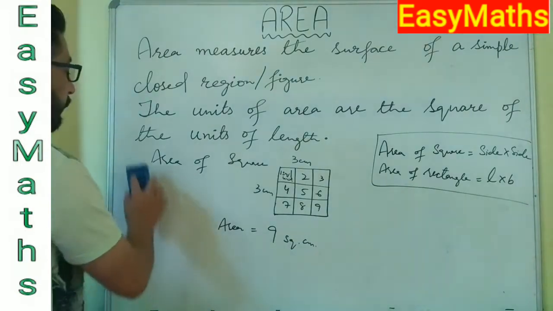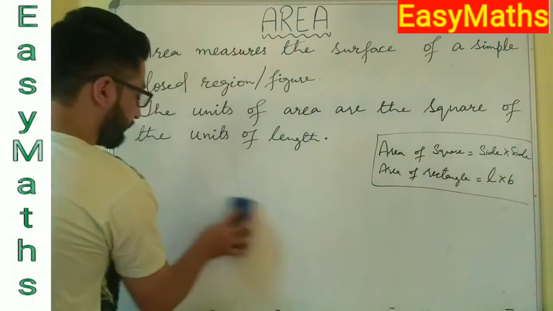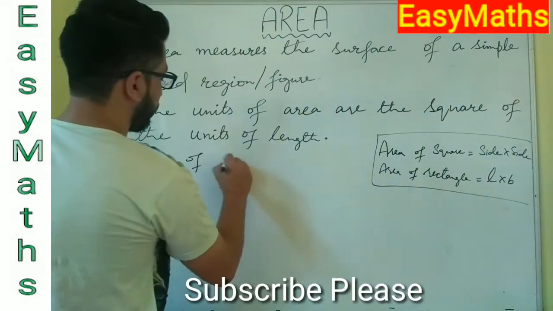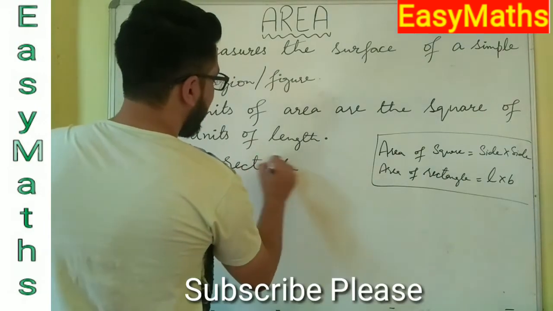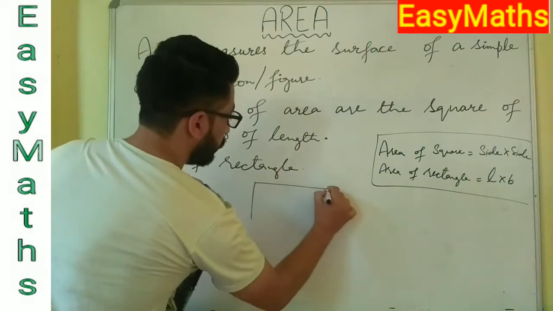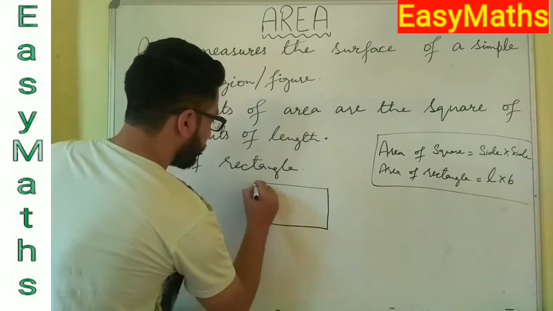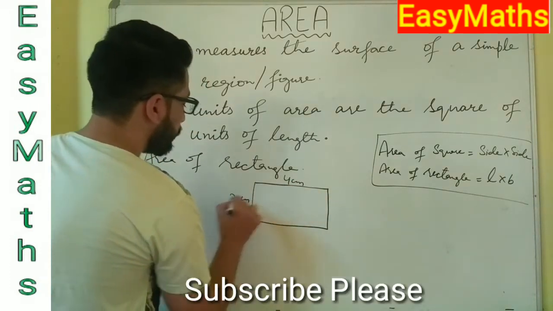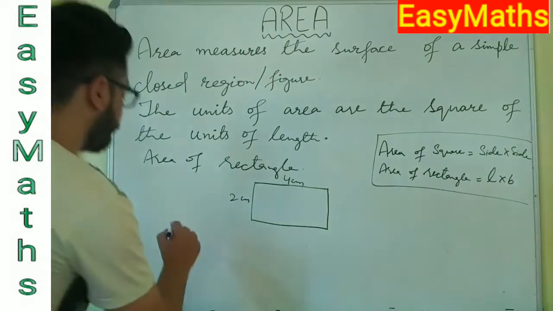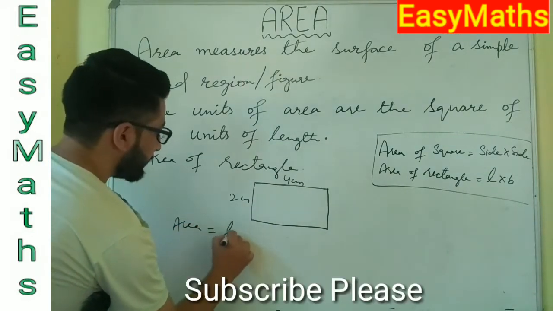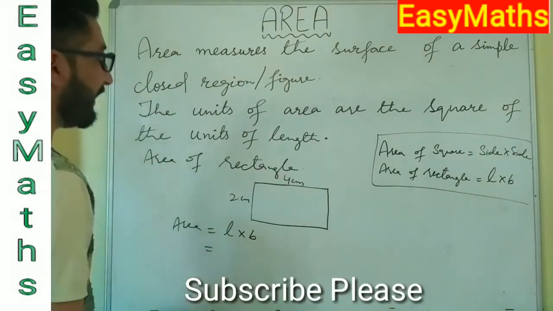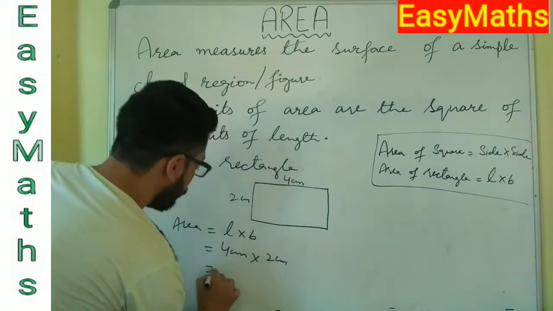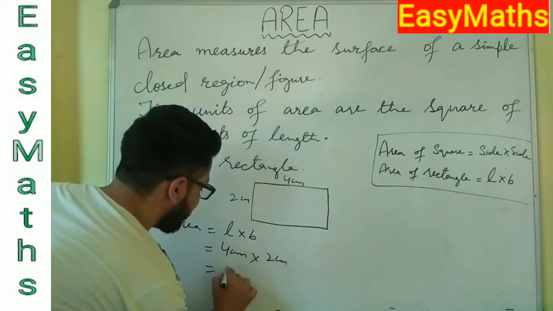Now students, moving forward, how do we find the area of a rectangle? This is the second question for us, that is area of a rectangle. I am drawing a rectangle here. Suppose the length of this rectangle is 4 centimeter and the breadth is 2 centimeter. How do we find the area of this rectangle? We have a formula, that is length multiplied by breadth. The length is 4 centimeter and the breadth is 2 centimeter. So 4 multiplied by 2 is 8.